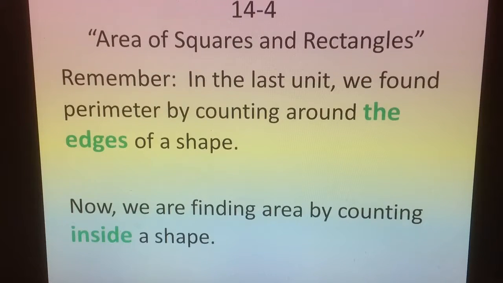So just to review, a lot of people are getting this confused. In the last unit we found perimeter by counting around the edges of a shape. Now we're finding area by counting inside a shape. So remember that important difference.